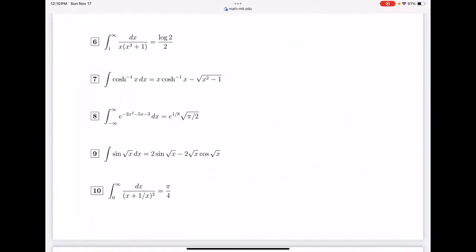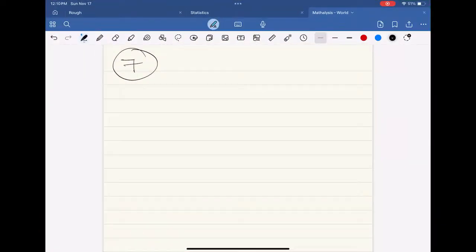Integral of cosine inverse x dx, right? Number 7, we have the integral of cosine inverse x dx. Now for this one, how will you integrate this? A good way would be to use integration by parts.